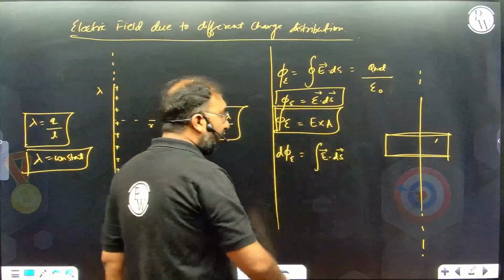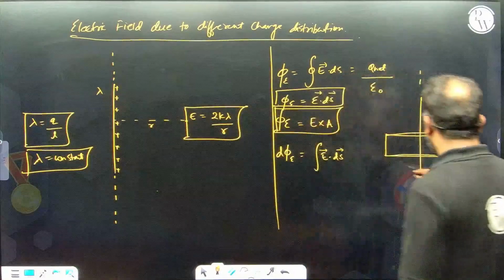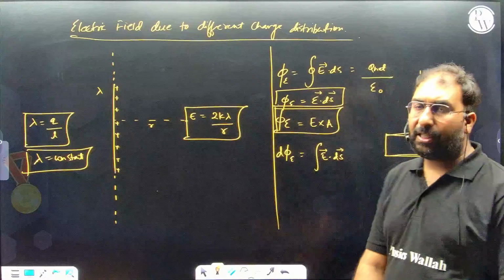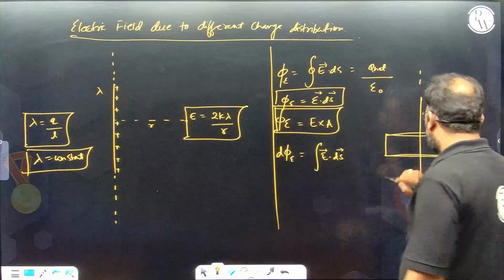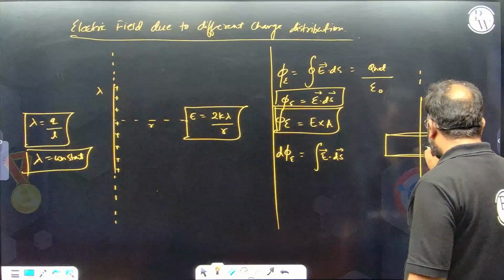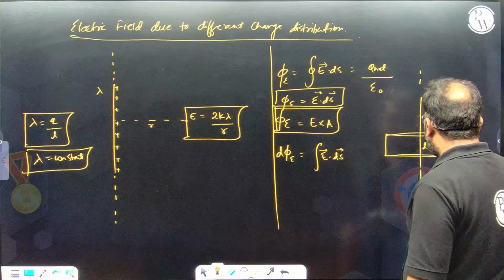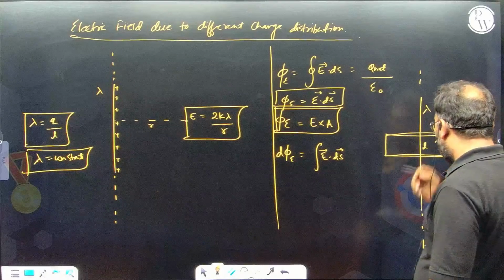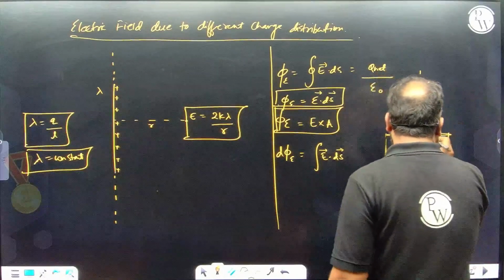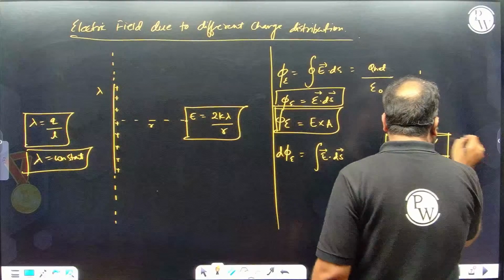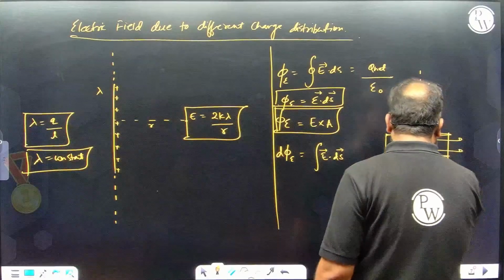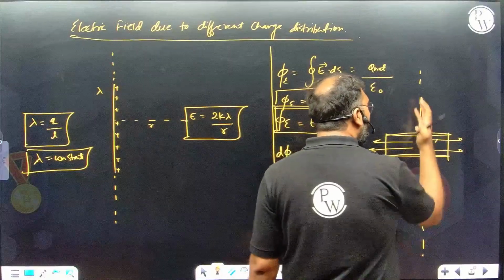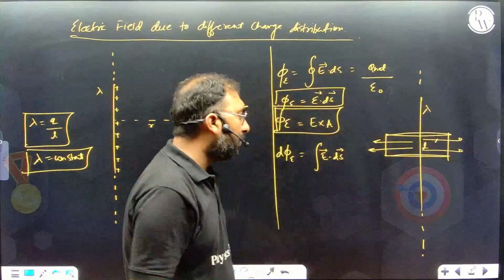So in this case, you'll see that I have taken one Gaussian surface. A Gaussian surface is a closed, imaginary surface. And let's say this length is L and the charge density is given as lambda. Now you can see that the electric field lines will cross like this, okay. There is no electric field parallel to the wire.